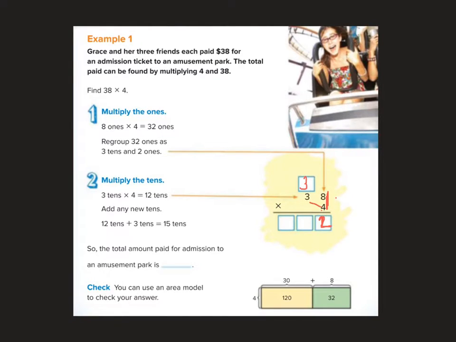Alright, then 4 times 3 is 12, plus 3 more is 15. Okay, remember we add what's on top. We don't multiply again, it's just like adding, we add that number back in. So the total they paid to get into the amusement park is $152. Let's try another example here.